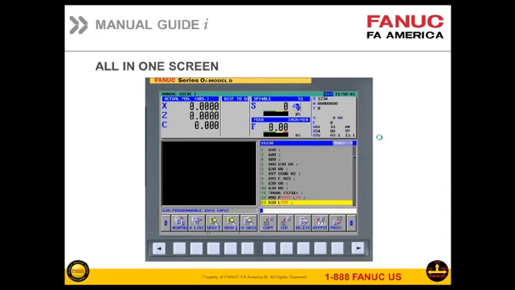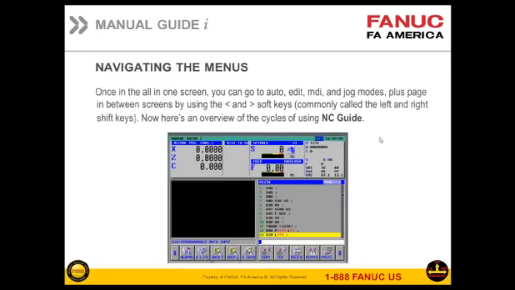And then once you get into your all-in-one screen, you can navigate the menus within Manual Guide I. You can go to a variety of different modes: Auto, Edit, MDI, and Jog modes, plus your MPG. Then you page in between the screens using the two arrow keys, the left arrow and the right arrow, which I call the left and right shift keys. That's just what I call them, just for your information as we go through the rest of this today. That's what I mean by right and left shift, or the two arrow keys.